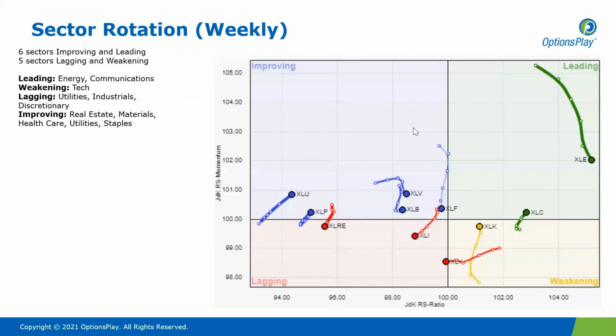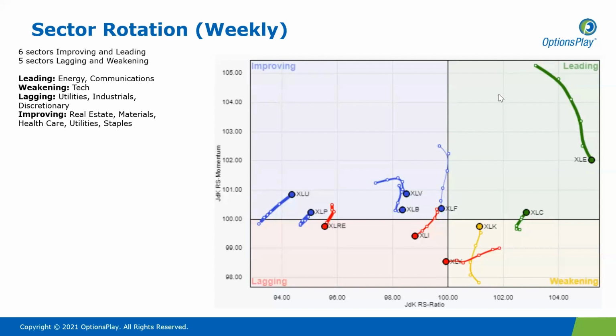Taking a look at the sector rotational chart, we have 6 sectors in the improving and leading categories, and we have 5 in the lagging and weakening categories. Sorry, it should be 7 and 4. My apologies. Got to change that. There was some rotation here for industrials and real estate. But either way, in the leading category, we have energy losing out on that momentum. No surprise there, given that we just spoke about oil that has lost a significant amount of momentum in recent weeks.